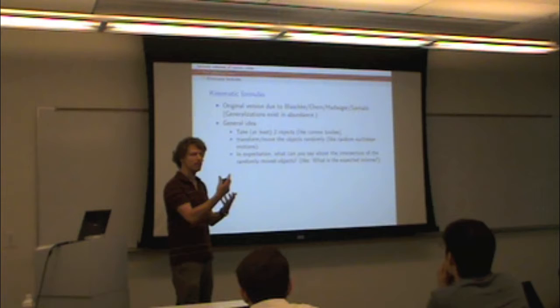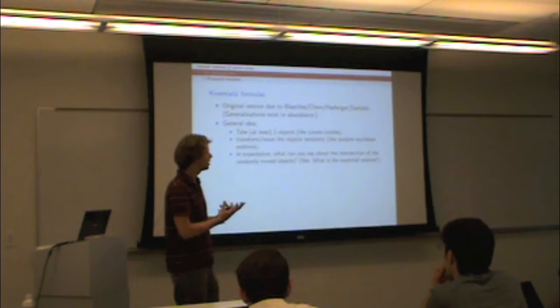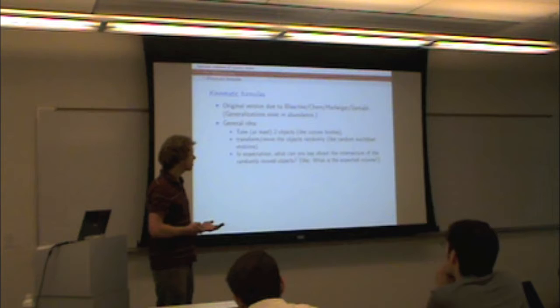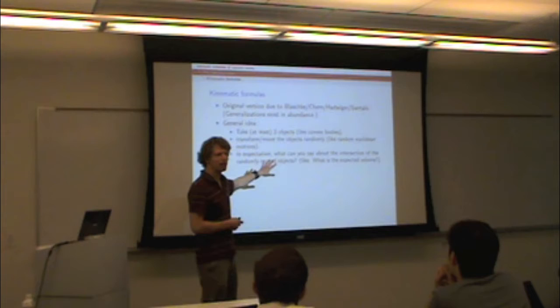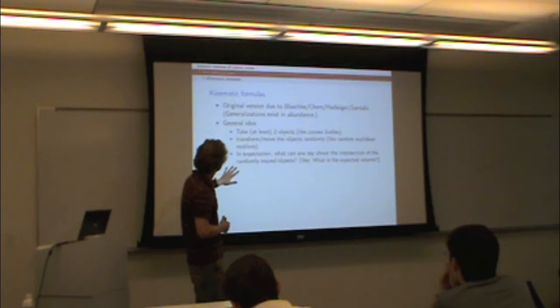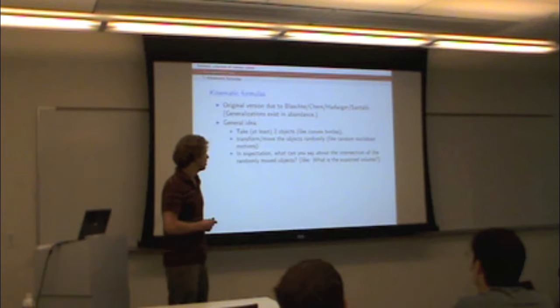And so now you look at the intersection of these two objects that you have, and now you can ask, okay, what's the expected volume of this intersection? Right? Or you can also ask, well, what's the j-th intrinsic volume of this intersection? And it turns out that this question can be answered in terms of the intrinsic volumes of the two objects themselves, and well, this is what the kinematic formulas are about. So basically, just to repeat this, you take two objects, then you move them randomly around, then you take the intersection, and then you ask, what's the expectation of this random intersection?